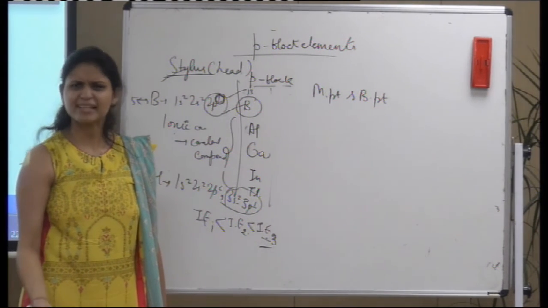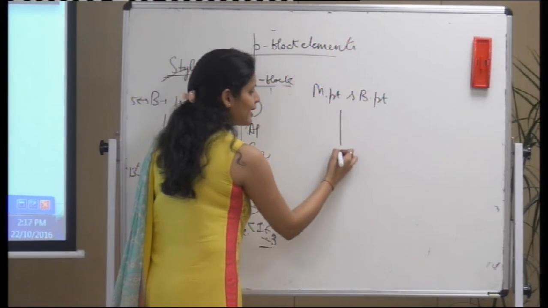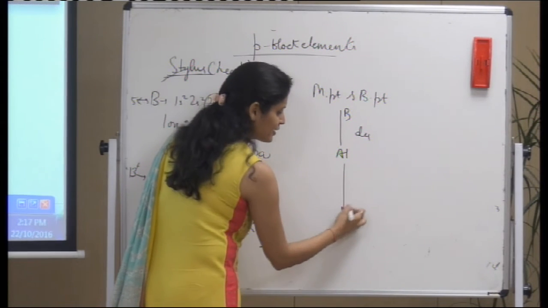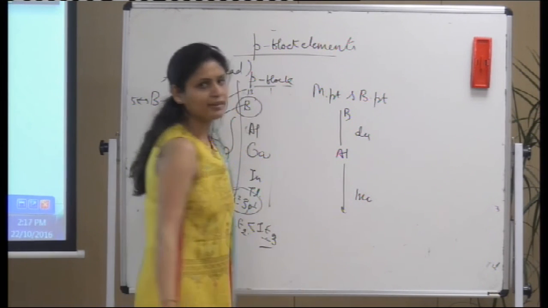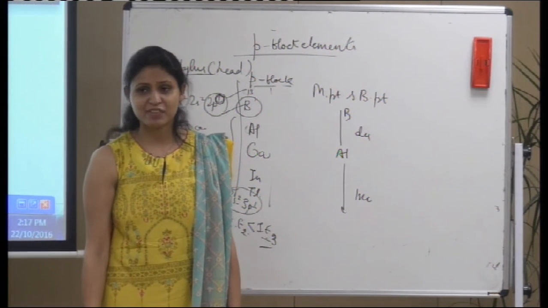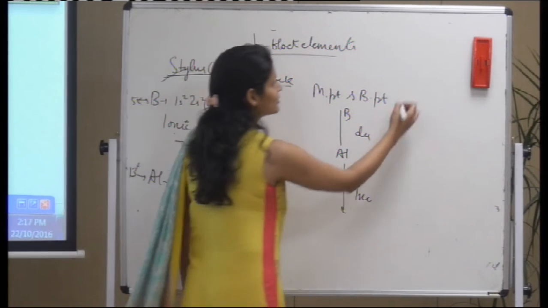It should basically decrease, right? But this is not true. Till aluminium it decreases, but again it increases. Why so? Has everybody heard about inert pair effect? What is inert pair effect?